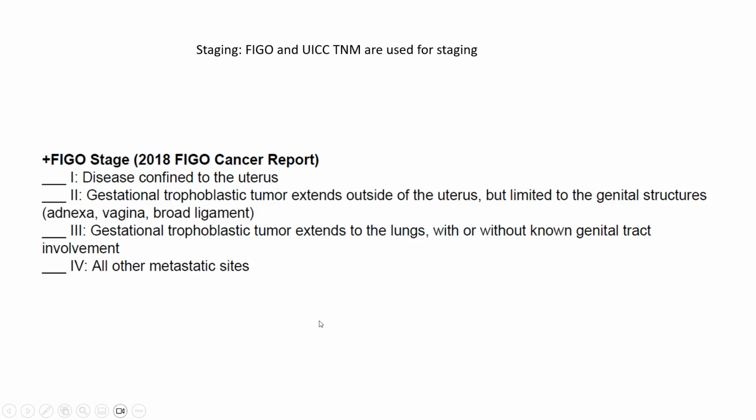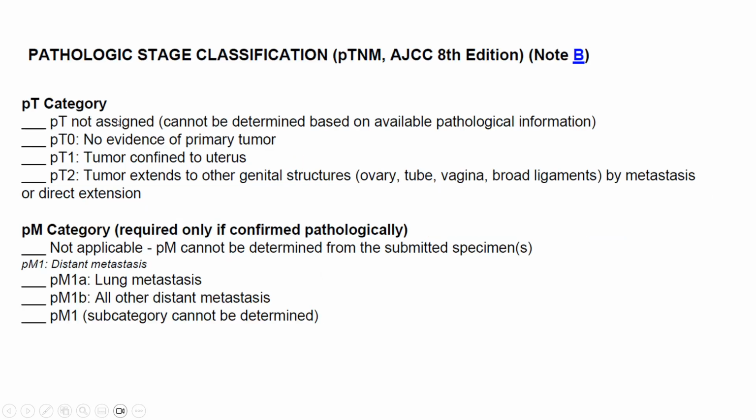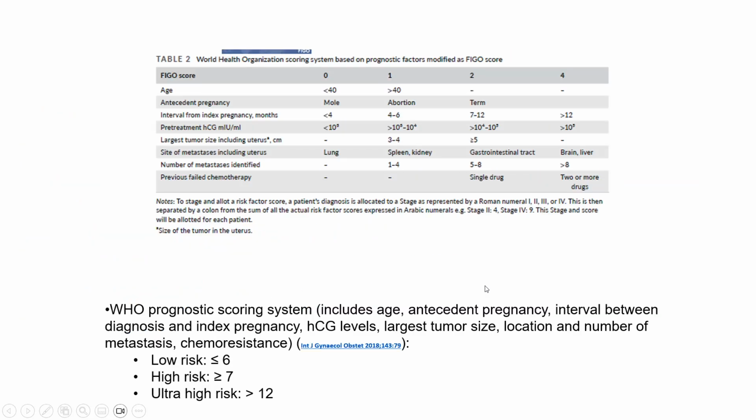I know that the OB gynecologists always prefer the FIGO staging, but some pathologists go for the TNM. That's the one from the American Joint Committee on Cancer. So if we opt for the TNM in GTNs, we have only T and M. We do not have an N. So T1 is when the tumor is confined to the uterus, and T2 is when the tumor extends to other genital structures, including the ovaries, tube, vagina, and broad ligaments, by mets or direct extension. What about the M? M1a is the lung mets, and M1b includes all other distant metastases.